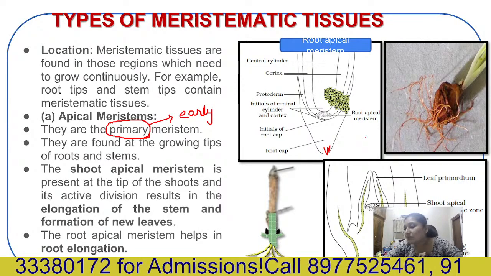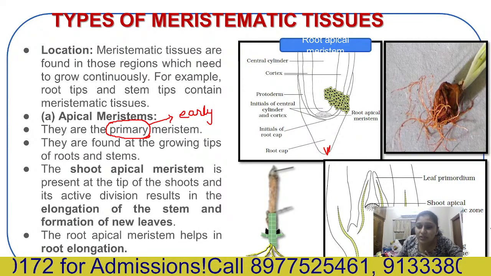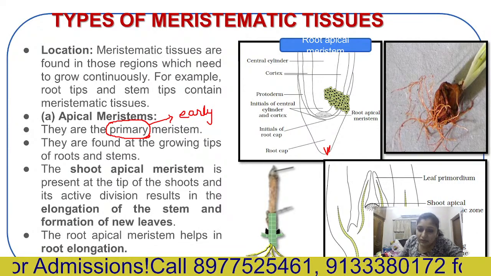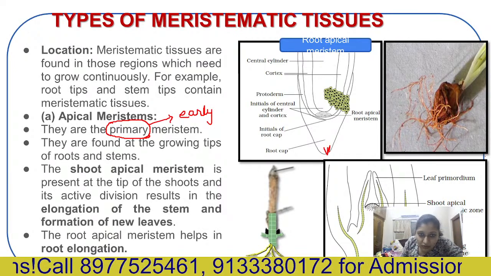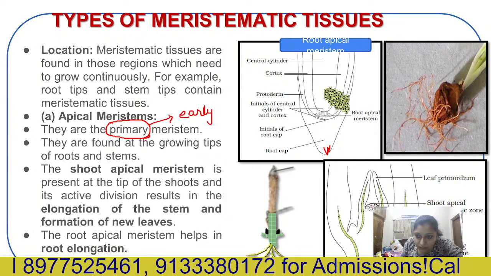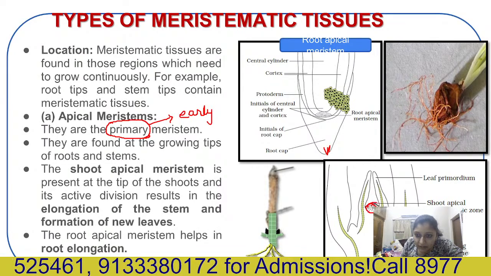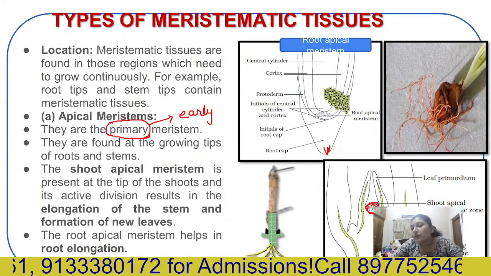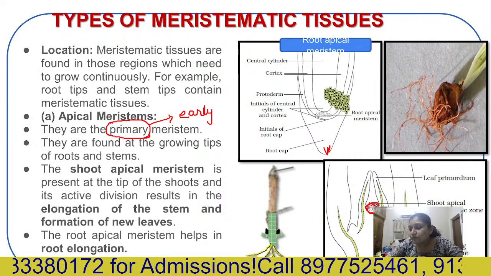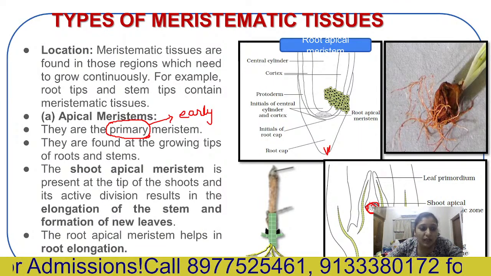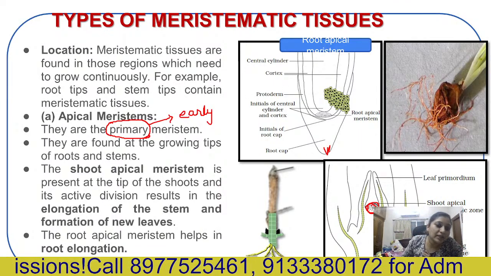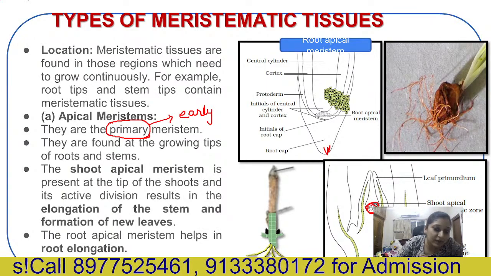So these meristems are present at the tip region. Here is the tip region. This is the shoot apical meristem. This is the meristematic zone at the shoot tip. So root tip as well as shoot tip, both the growing tips, are involved as apical meristem.